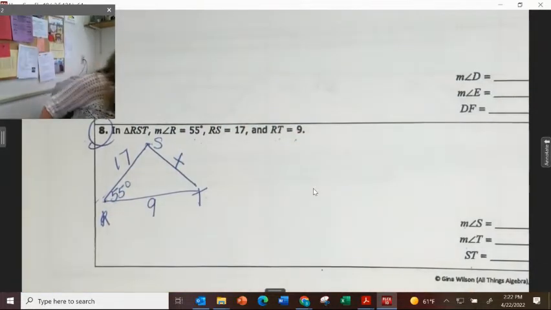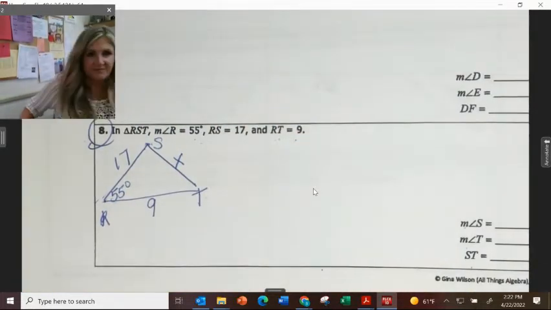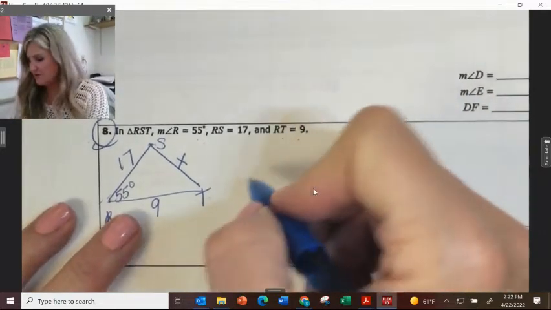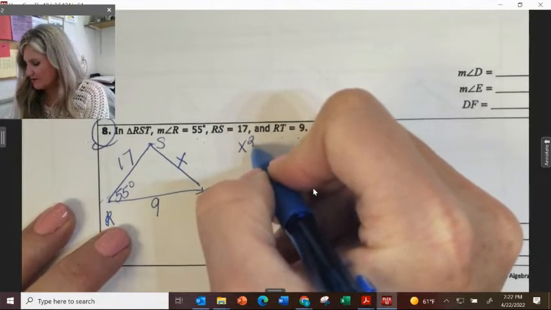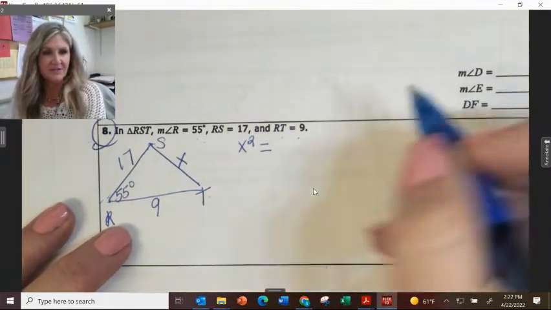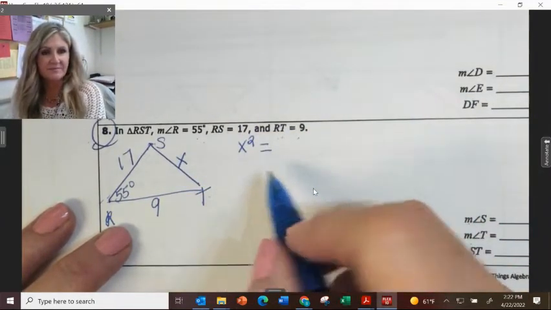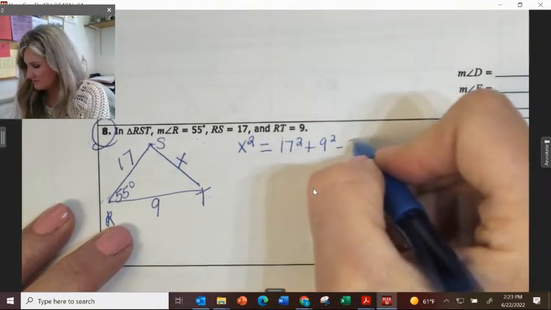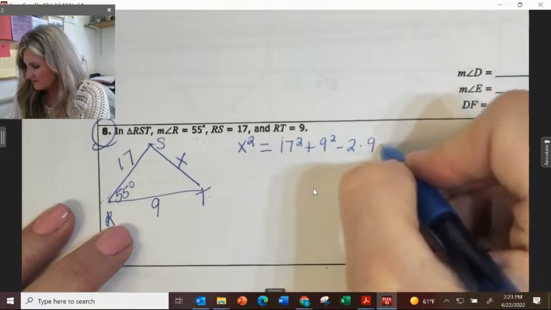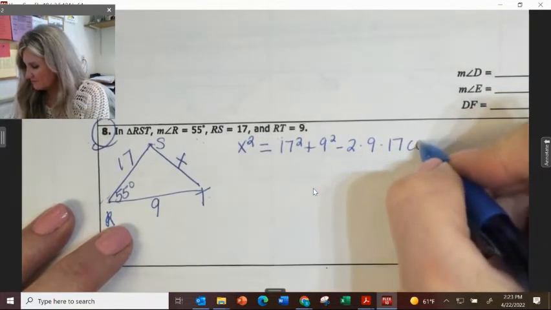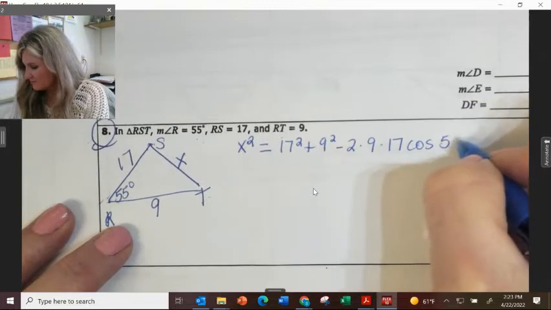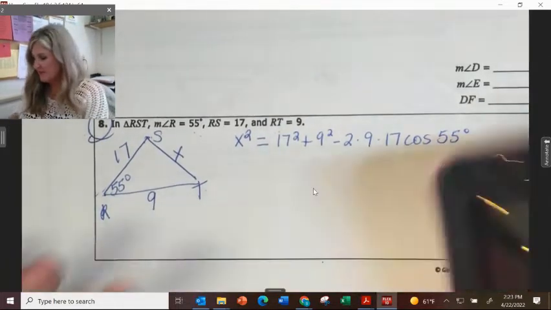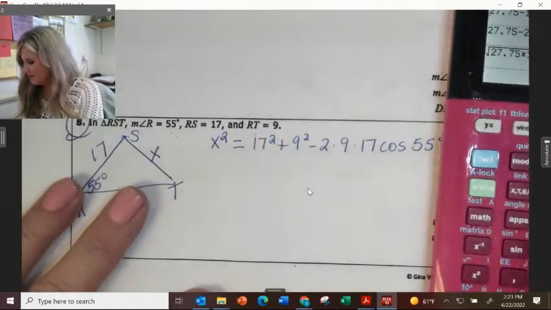And because I have side angle side here, I can go ahead and use the law of cosines. So it's going to be that X squared is going to equal. Do you guys know how to set it up? 17 squared minus 2 times 9 times 17 times cosine of 55. Awesome. Okay, so we're going to use that law of cosines, and we're just going to plug this all in at once.